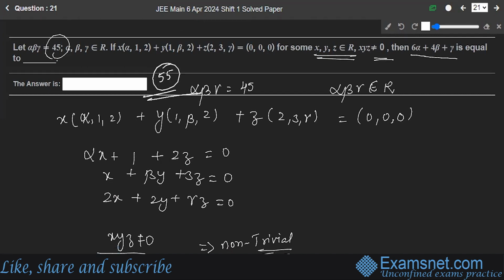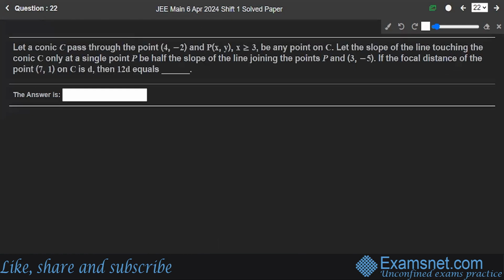Let's move to the next question then. Question number 22, let a conic C pass through the point 4, minus 2 and P, where x is greater than equal to 3, be any point on C. Let the slope of the line touching the conic C at only the single point P be half the slope of the line joining P and this point. If the focal distance of the point 7, minus 1, 7, 1 on C is given by D, you have to find out what is 12D equal to.